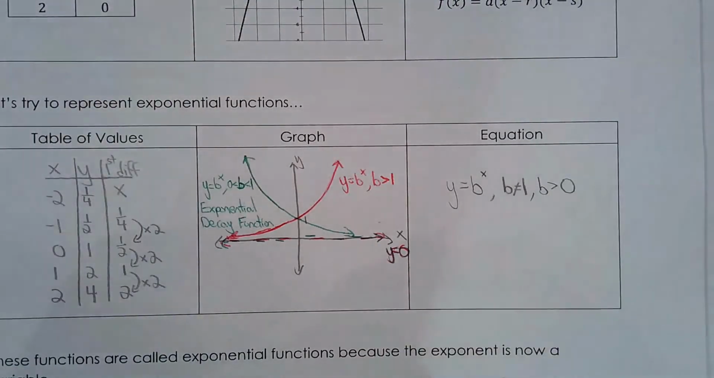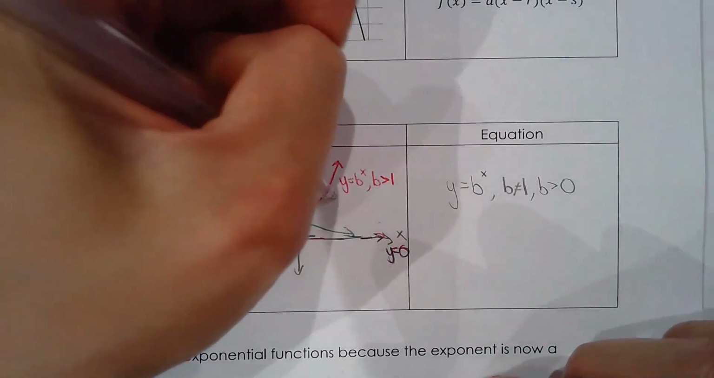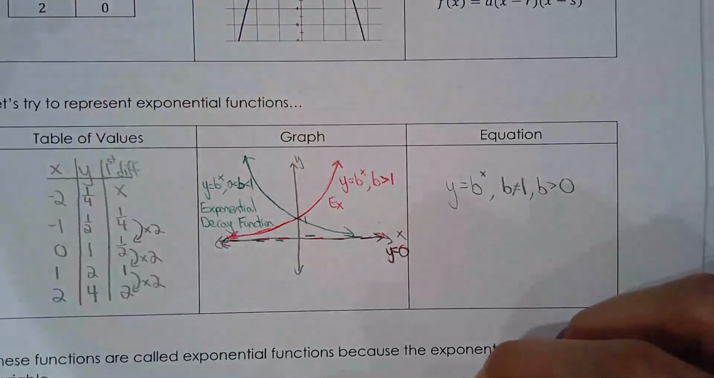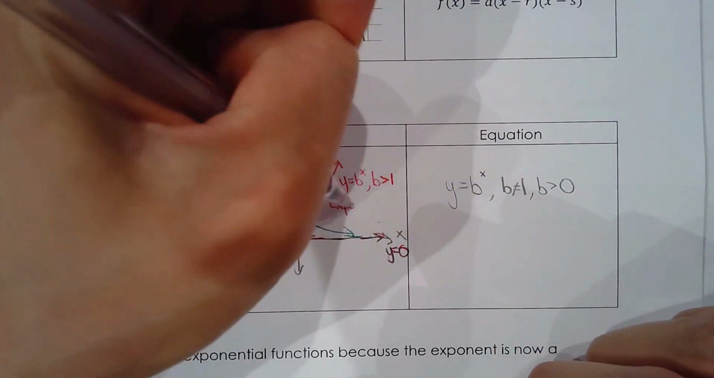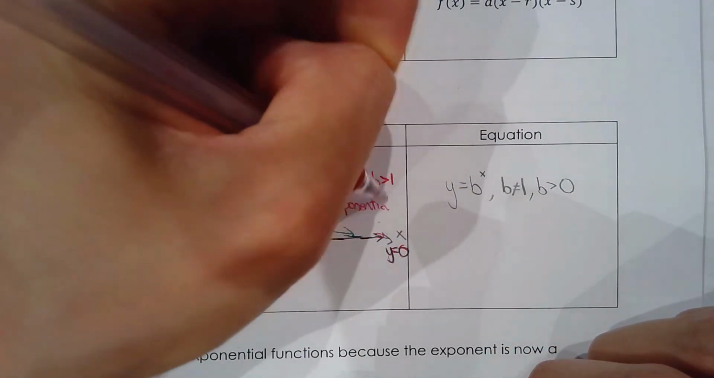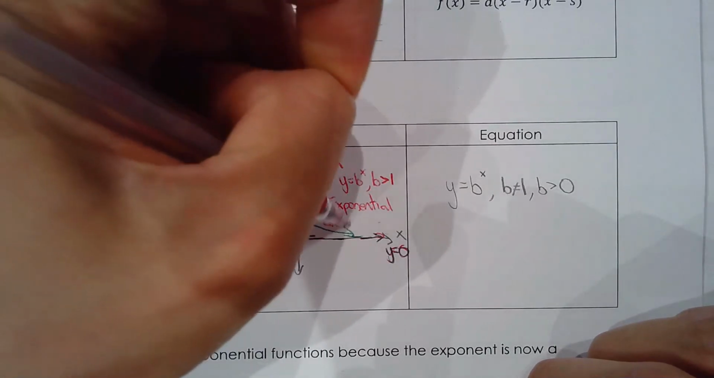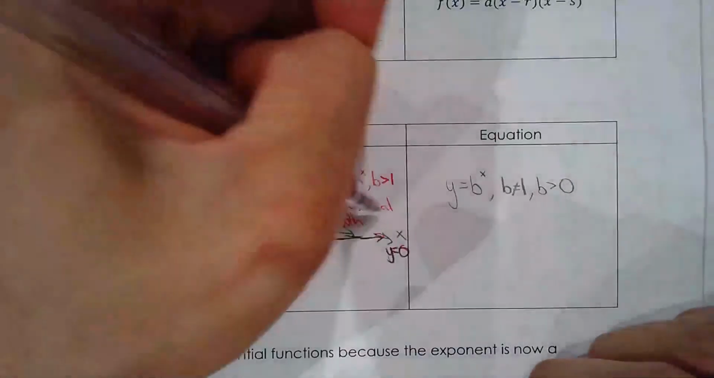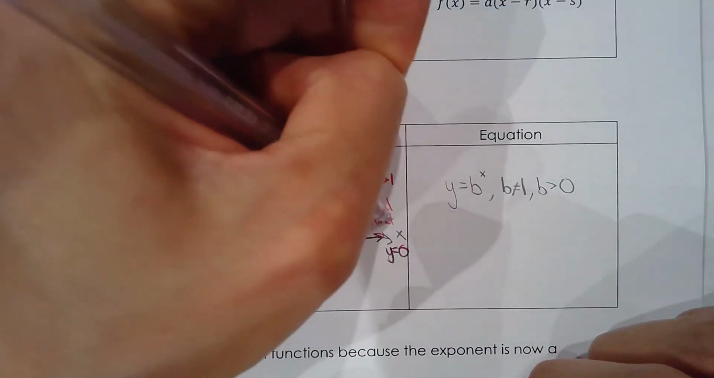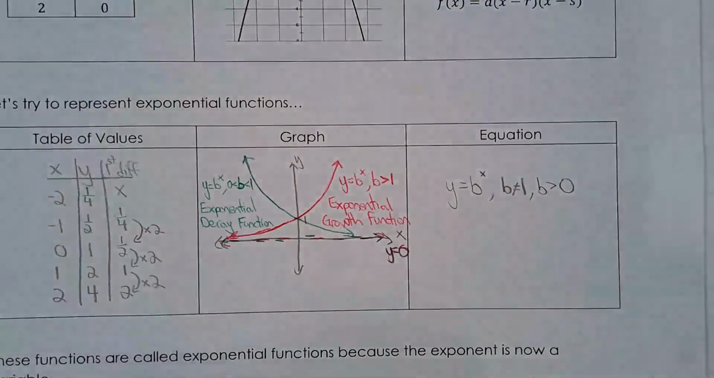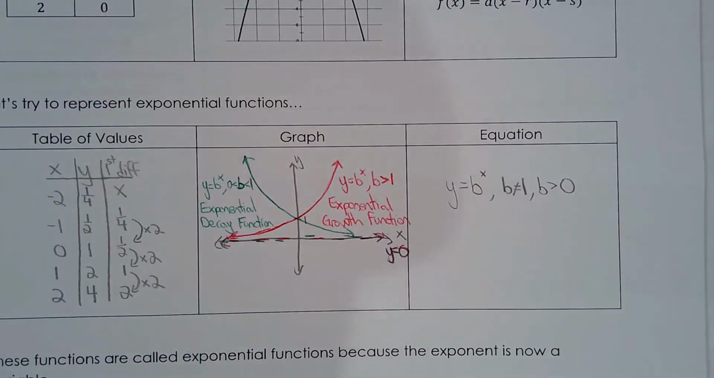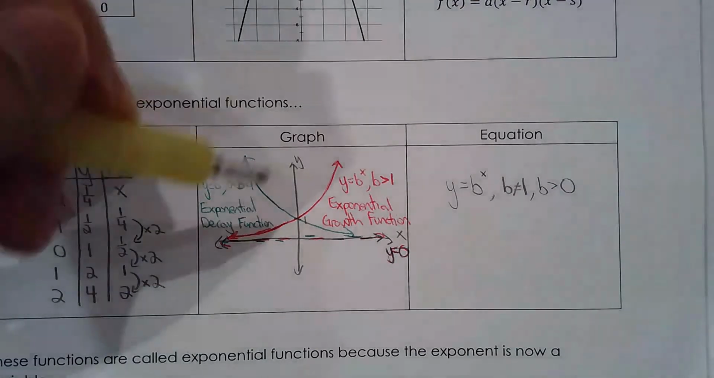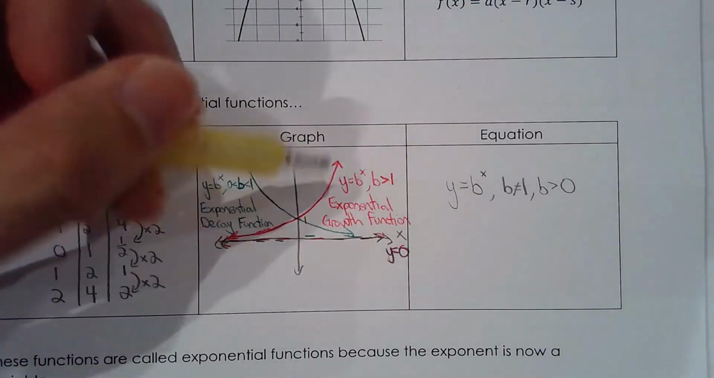And for the red graph, it's called an exponential growth function. So they're both exponential functions, but one is exponential growth and one is exponential decay. All right, so why does it make sense that it's an exponent? Like, why does it make sense that it's going to grow?